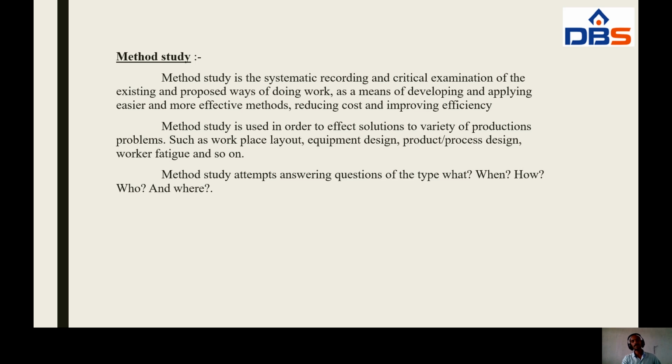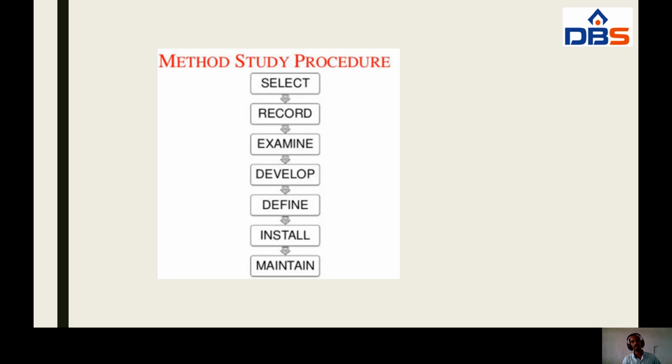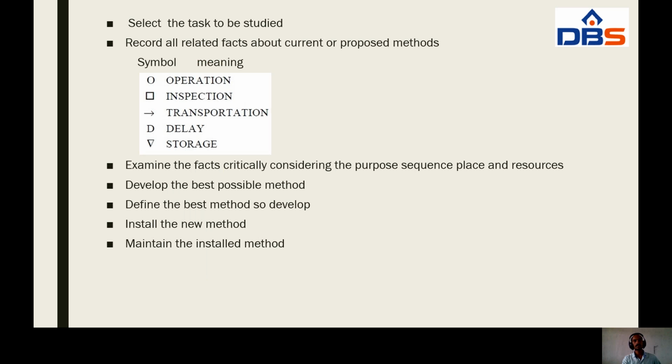Method study. This is the process of method study: select, record, examine, develop, define, install, maintain. Select the task to be studied. Record all related facts. Here some of the symbols are operation, inspection, transportation, delay, and storage. Examine the facts critically, considering the purpose, sequence, place, and resources. Develop the best possible method. Define the best method. Install the new method, and maintain the installed method. This is the method study process.